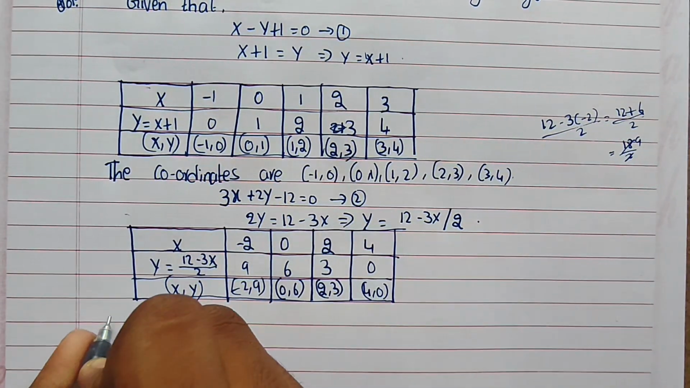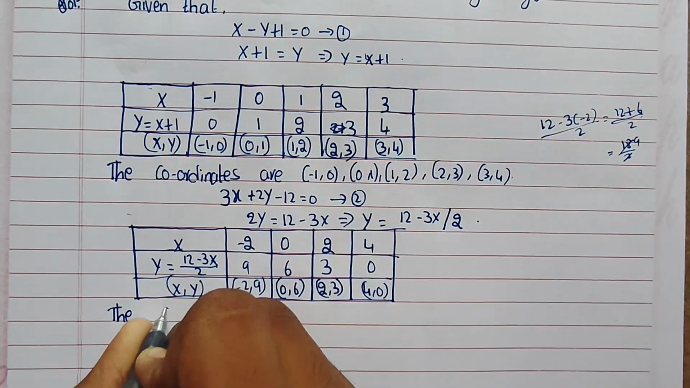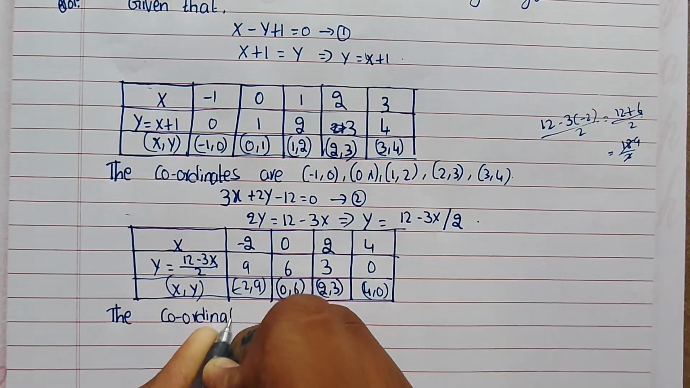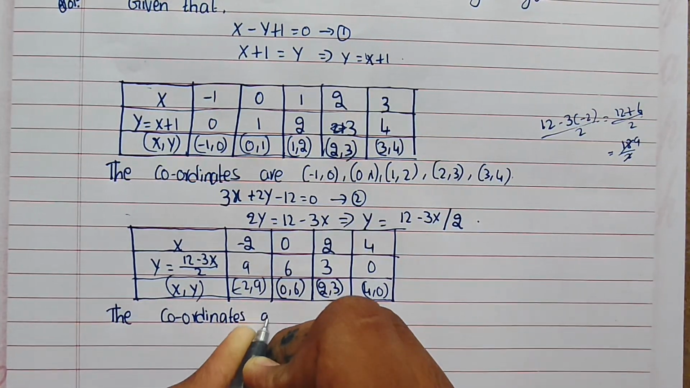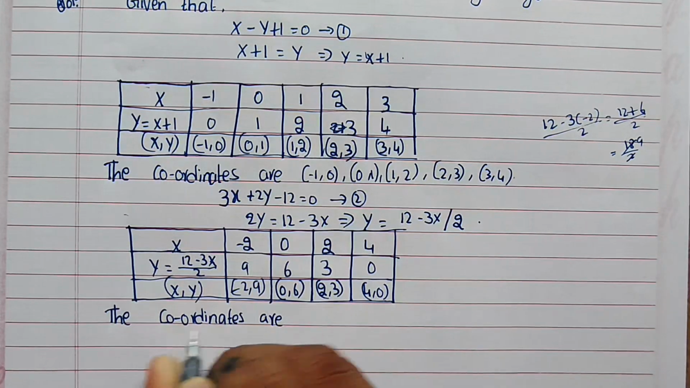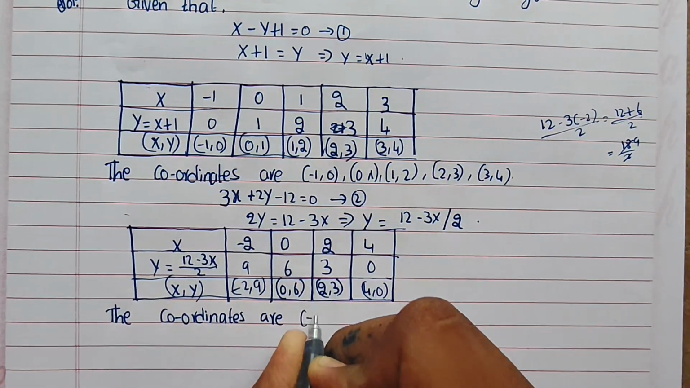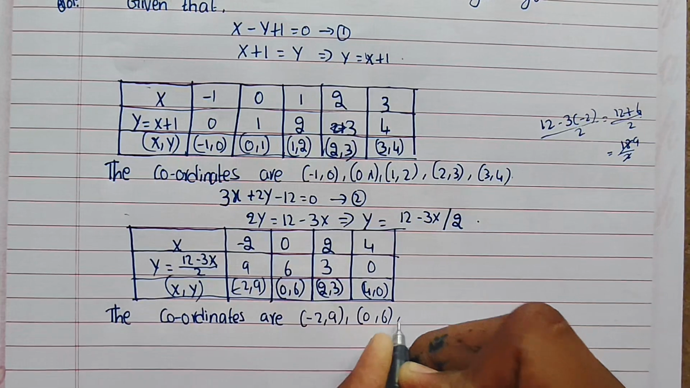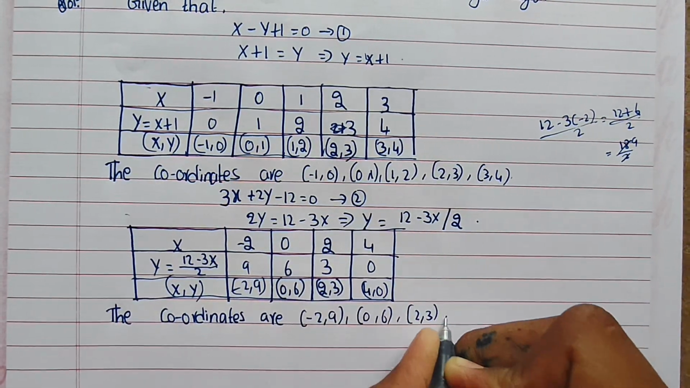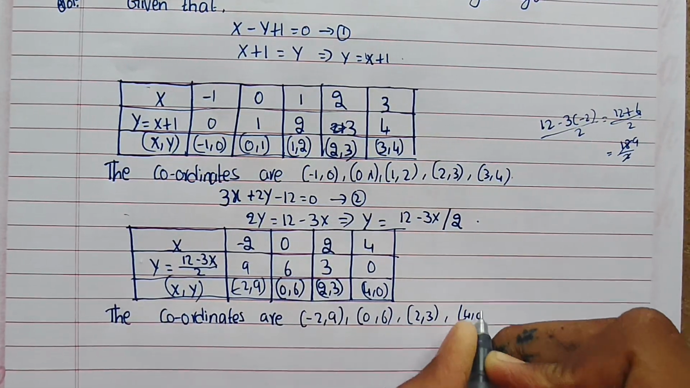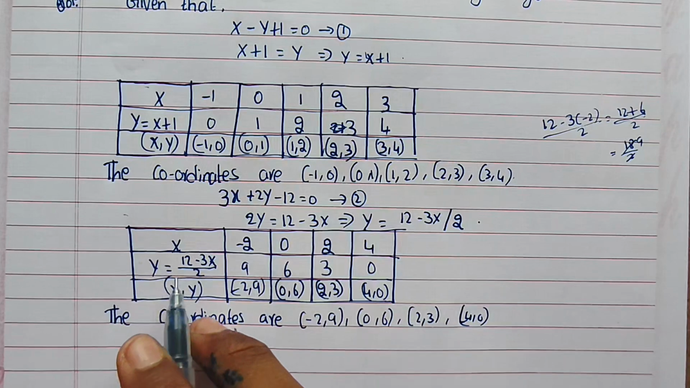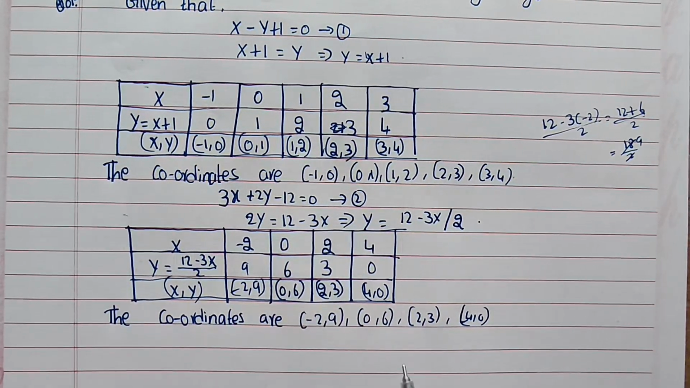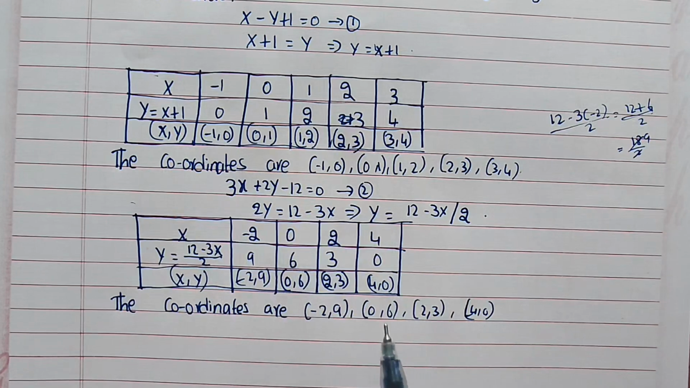So I am writing the coordinates: minus 2 comma 9, 0 comma 6, 2 comma 3, 4 comma 0. These are the coordinates I got for the equation y is equal to 12 minus 3x by 2. So we got the two tables.